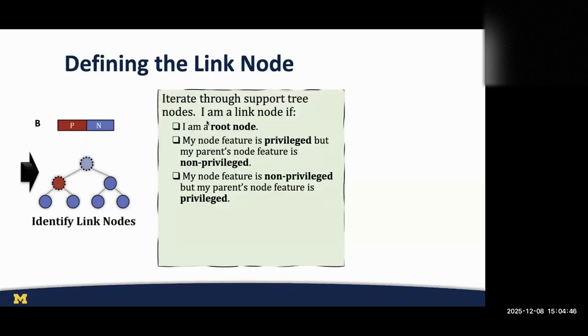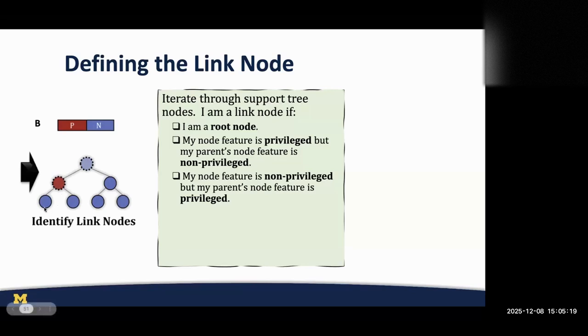So I talked about iterating through the trees and determining which nodes are the linked nodes. So how do we determine a linked node? A node is a linked node if, one, it is a root node. So this here would be a linked node because it's a root node. Number two, if the node feature is privileged, but the parent's node feature is non-privileged. So here, this P stands for privileged. So this is a linked node because it's privileged and the parent is non-privileged.